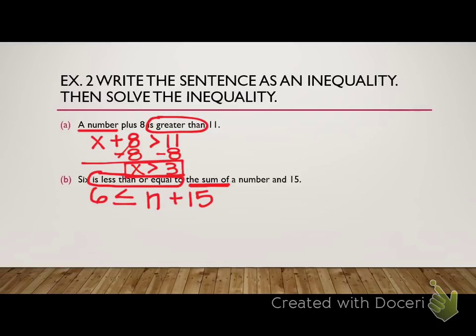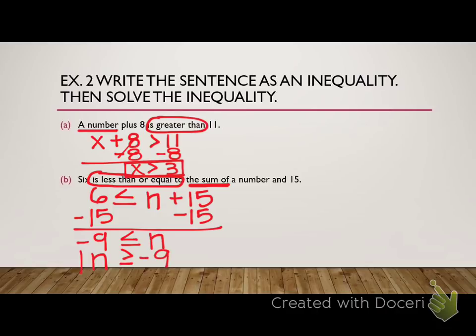Now, if we want n by itself, we move the 15 by subtracting it from both sides, and we have negative 9 is less than or equal to n. But we know that when we write our final answer, we want the variable first. So if we read this starting with the variable, it's n is greater than or equal to negative 9. So make sure when you write down the final answer that it still reads n is greater than or equal to negative 9. And that's the answer that you want to box in.